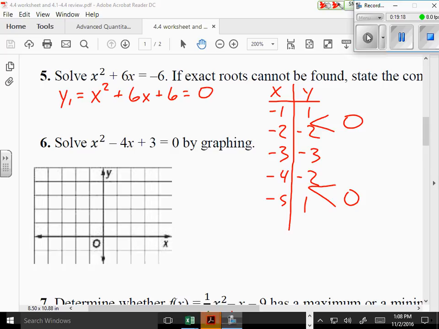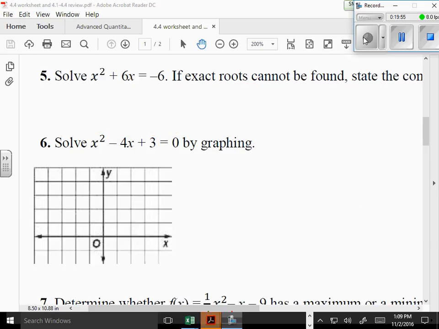So if the roots cannot be found, state the consecutive integers for which they're between. The root is going to be between negative 1 and negative 2, and that'll be your first root. The second root will be between negative 4 and negative 5. We don't know exactly.